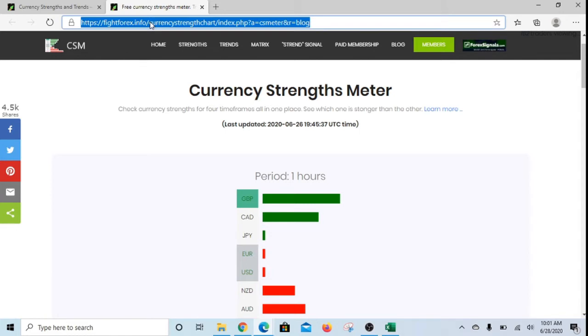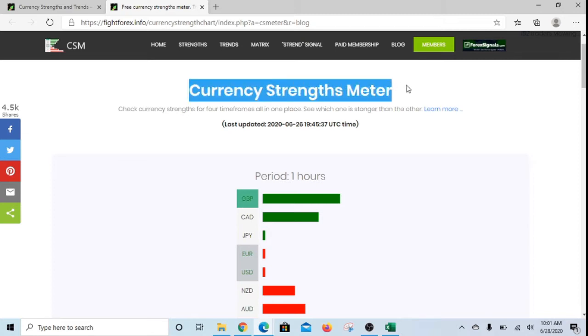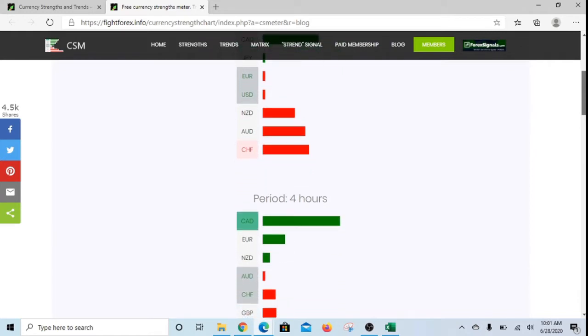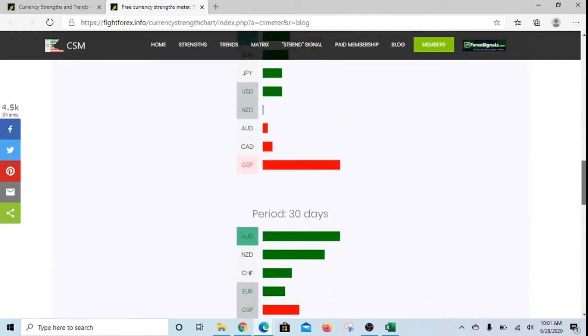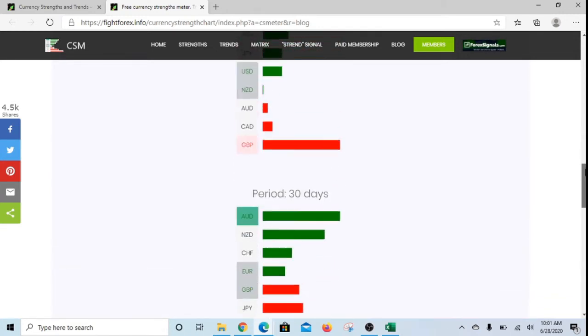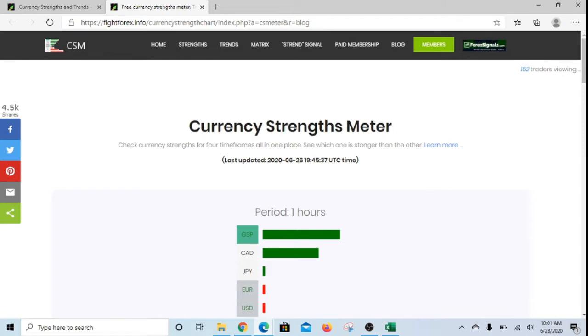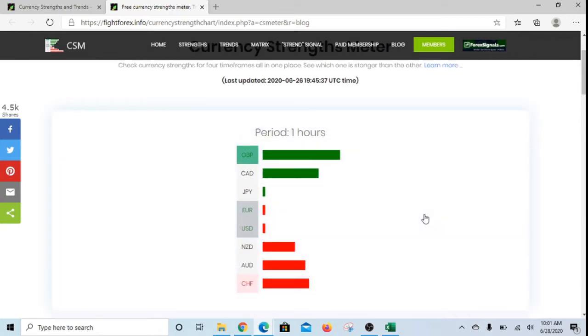In this video I'm making today, I'll explain our free currency strengths meter and its inner workings, so that users understand what exactly this currency strengths meter is, how to read it, what is behind it, how the values are calculated, and most importantly, how it can be used to support the trading decisions that you make. Okay, so this is one of the tools.